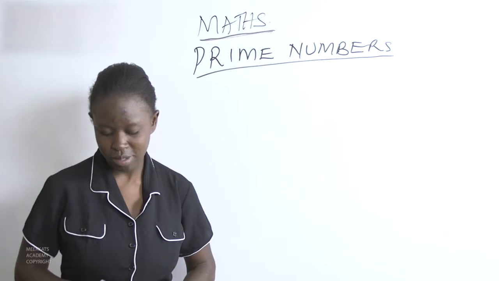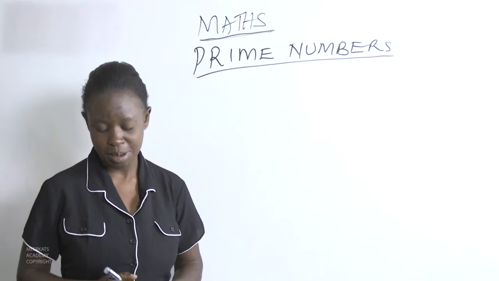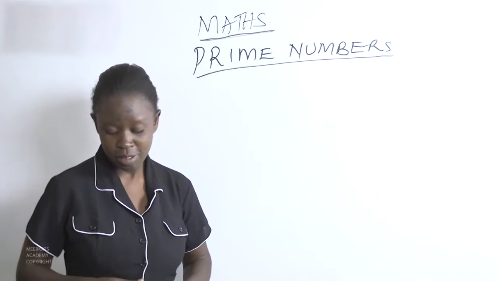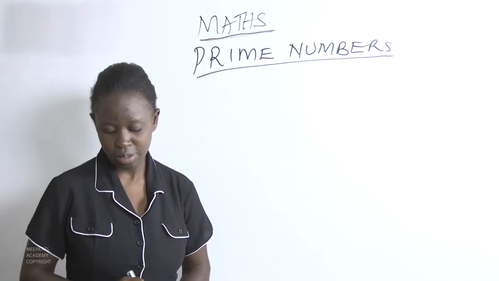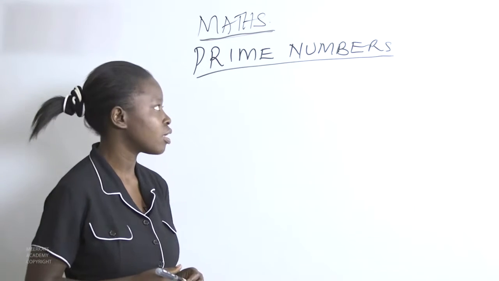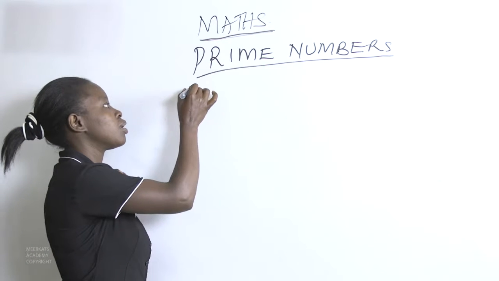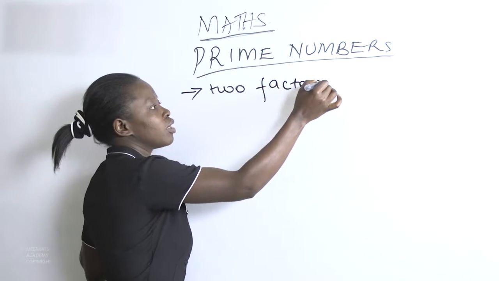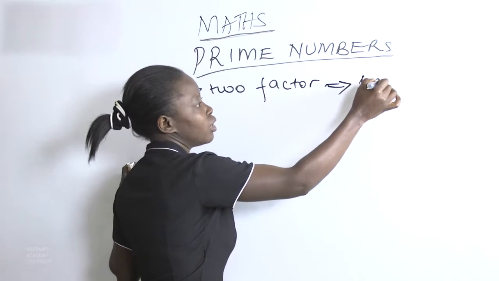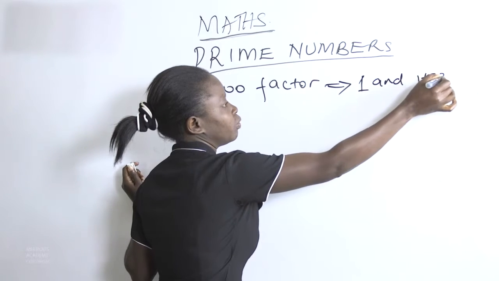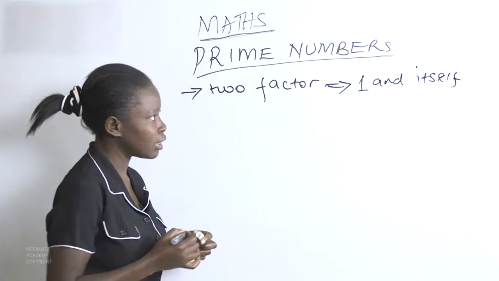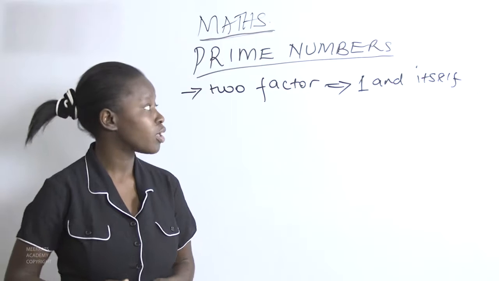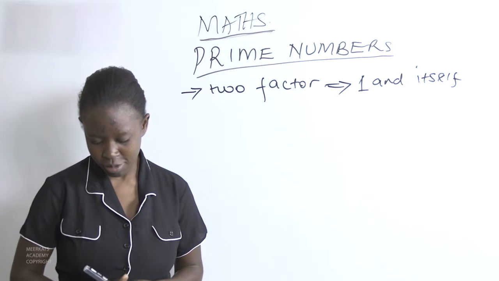Prime numbers. We start by defining what a prime number is. A prime number is a positive whole number that has only two factors. Which are these two factors we are talking about? The two factors are 1 and itself. So when we meet a number that has only two factors, that is 1 and itself, then we say the number is a prime number.